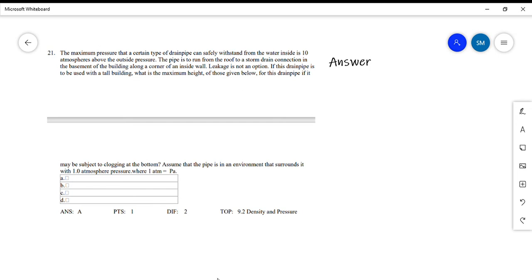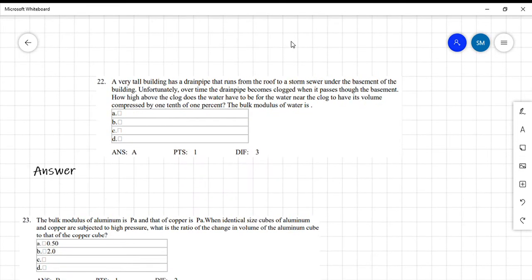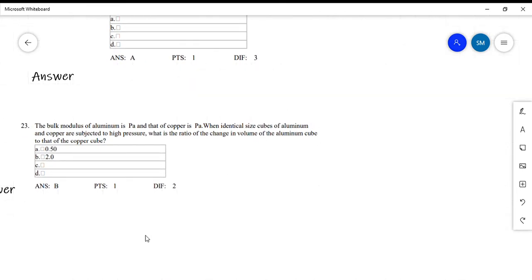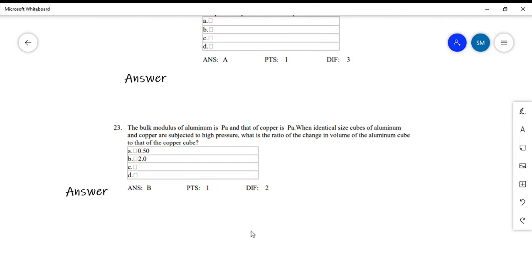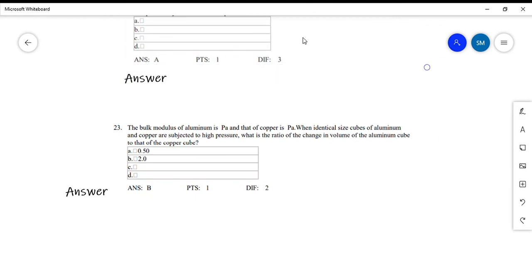Question number 21. There are no choices. Question number 22. There are no choices. And question number 23. There are two choices, but there are no givens. So how can I solve them? We will not solve these questions.